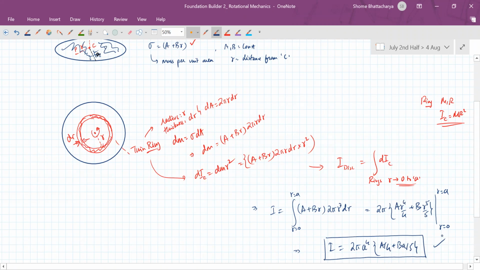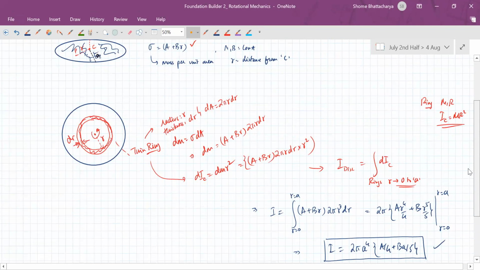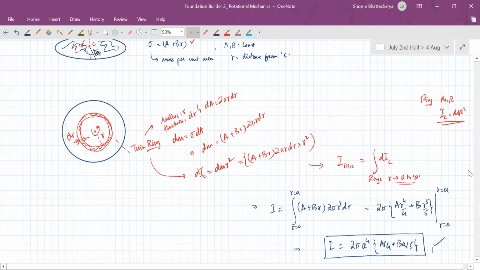Okay, so it's very similar in method to the derivation of the moment of inertia of a uniform thin disk, but the only difference is that now the sigma, the surface mass density, is non-uniform. Yes, sir. Understood. All right, now let's move on to question number, what was it now? 26. Okay.